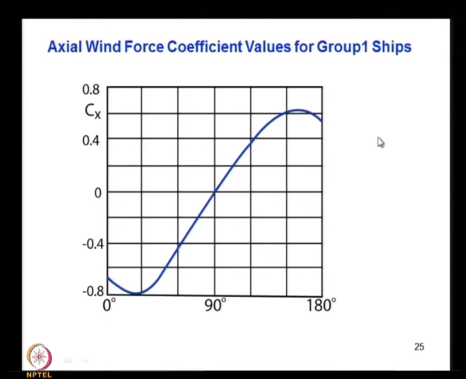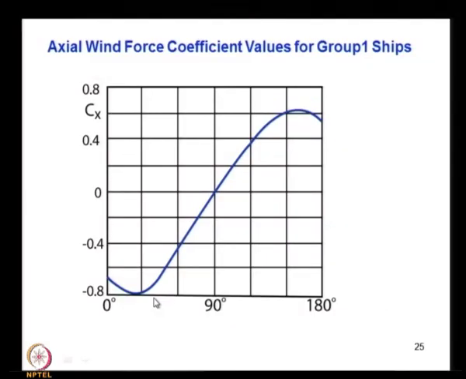So, the axial wind force coefficient values in the group 1 ships, which you have seen, that is cargo ships generally, general cargo, bulk carrier, tankers and all that. So, this is the Cx value. Here you can see it is plotted against the direction of wind. The wind can be positive and negative. You can see that from 0 to 90 it is negative. What does 0 to 90 mean? Wind acting in which direction?